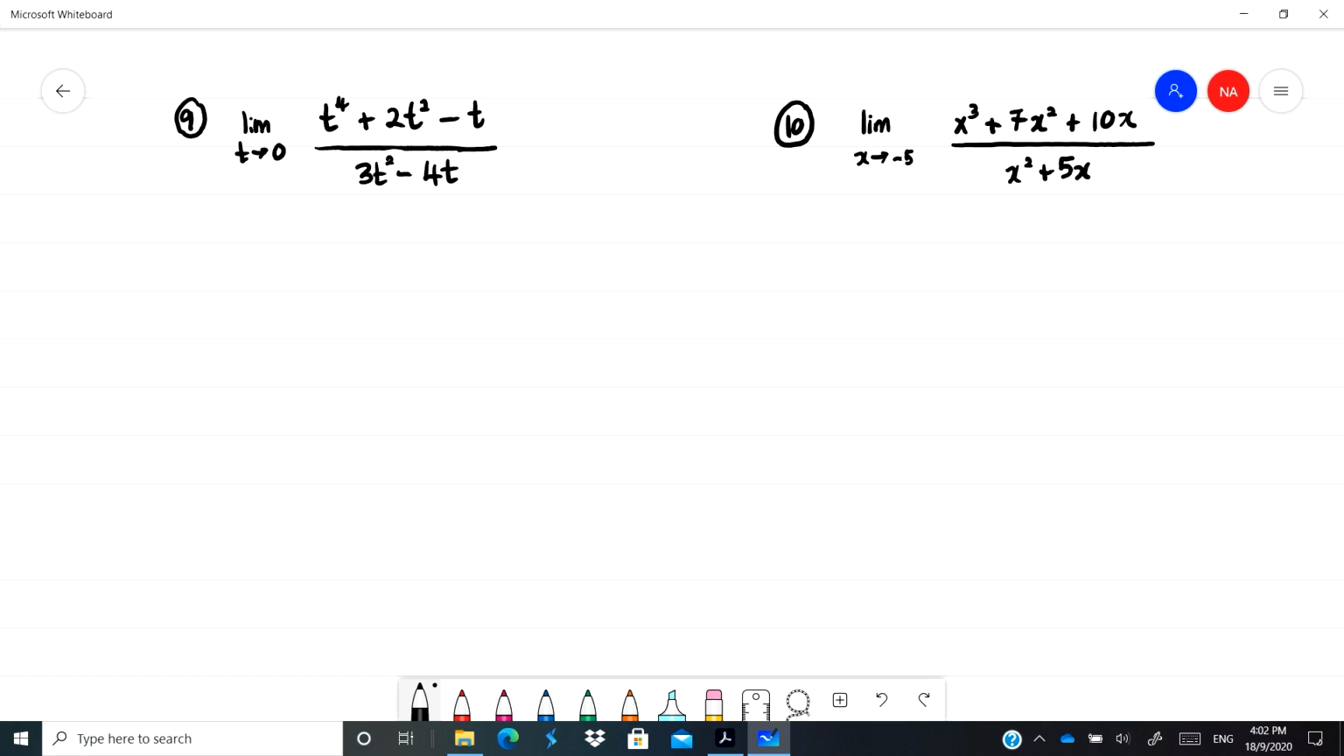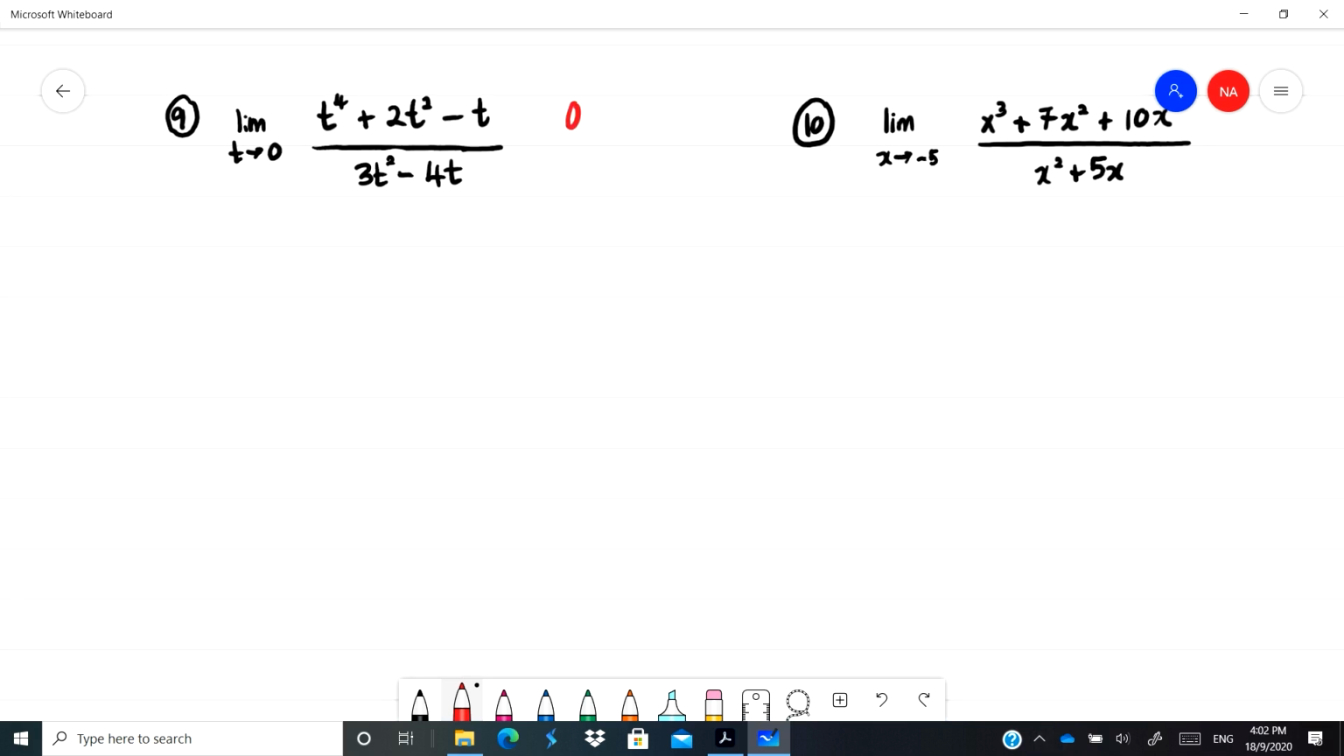Okay, so let's move to number 9. You have the limit as t approaching 0 of this term. If you try to substitute t with 0, you'll get a 0 over 0 case, because each term contains t. So what you have to do is factorize.